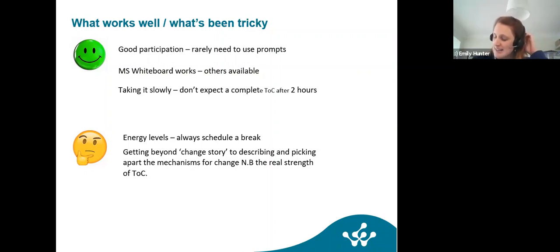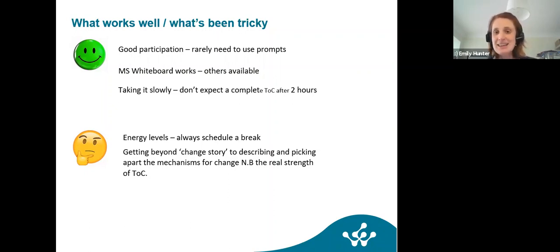And the last one I think is really important and something that we're grappling with, and I'll talk about how we're addressing it a little bit, is getting beyond the change story. So this is what change will look like at the different points, long-term, medium-term, etc., to describing and picking apart those mechanisms for change or the underlying assumptions between the steps in that change process. And that is the real strength of theory of change. So how do we get there?